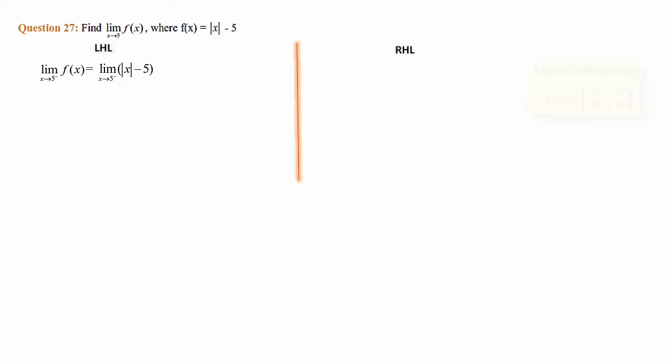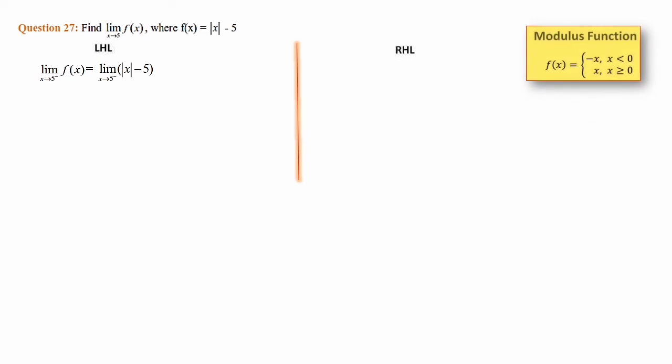Then by using the definition of modulus function, we take minus x when x is less than 0, and we take x when x is greater than or equal to 0. But here it is 5 minus, meaning the left side of 5. The left side of 5 is of course greater than 0.